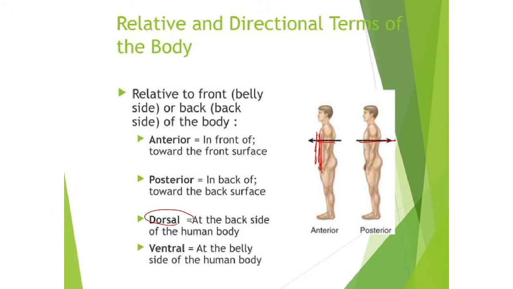Dorsal and ventral, you should know. Dorsal means the back side of the human body. Ventral means the front side or belly side of the human body. Understood? Some places you will see these words also. Dorsal means the back side of the body, and ventral means the front side or belly side of the body.